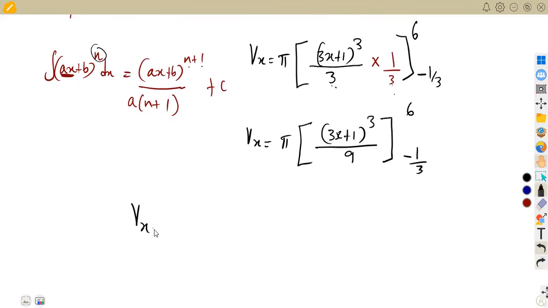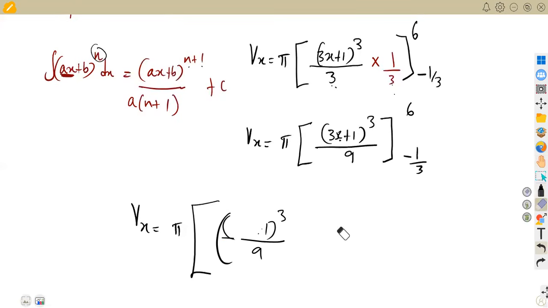All right, so that is our Vx is going to be pi into, we substitute the value of x on the upper limit, it's 6. So it's going to be 3 times 6, which is 18, or you can just multiply 3 times 6 plus 1. All right, this is being raised to the exponent of 3 over 9, right? So this one is awkward here. So let us just write as a single term. Like I said, we substitute 6 here. That's 6 times 3 is 18. So that's 18 plus 1. At least this one can make sense.